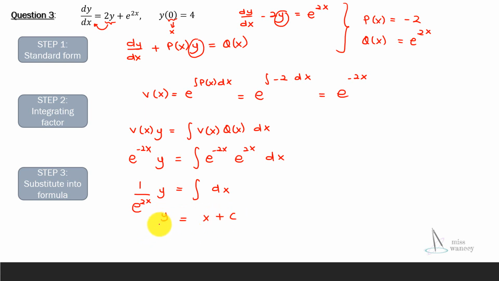So this is y over e to the power of 2x equal to x plus c. To have y as the subject, that means y is equal to e to the power of 2x times (x plus c). So this is a general solution.